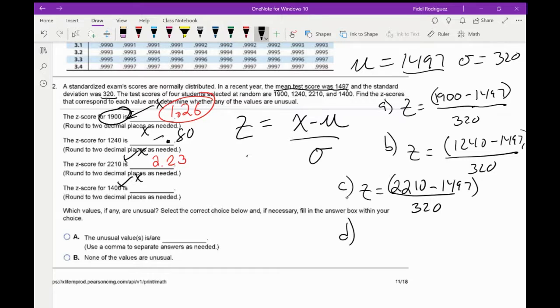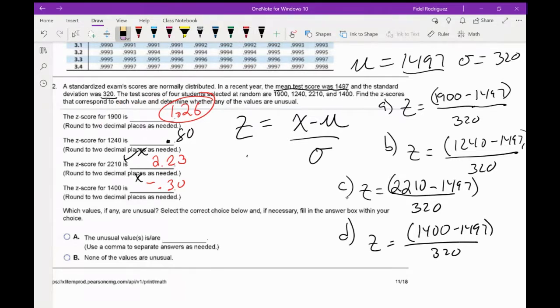And then we still have one last one. Let's do part D as in dog. And so we're going to take, let me see, what's the number we have here? 1400. So we're going to take 1400 minus 1497, and we're going to divide it by 320. And did you all come up with negative 0.30? There you go. Negative 0.30. Okay, so we were able to find each of our numbers here.